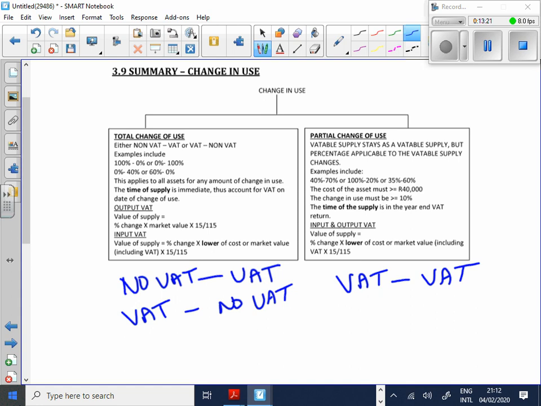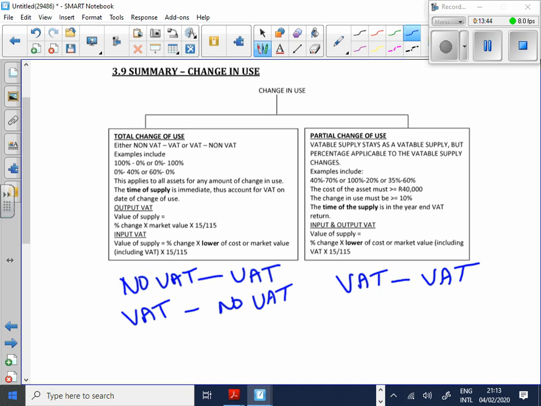So guys, I can't rent out any of my shops, and I can only rent out the residential accommodation. So it goes from 80-20 and it now becomes 50-50. That's a partial change because I've gone from 80% VAT to 50% VAT. Are you guys comfortable?